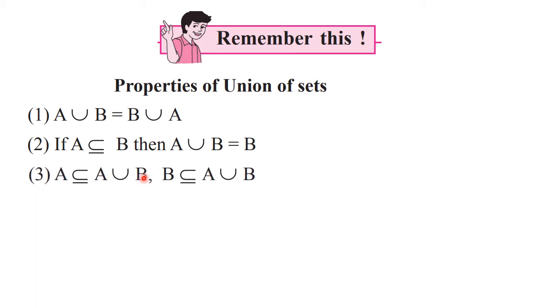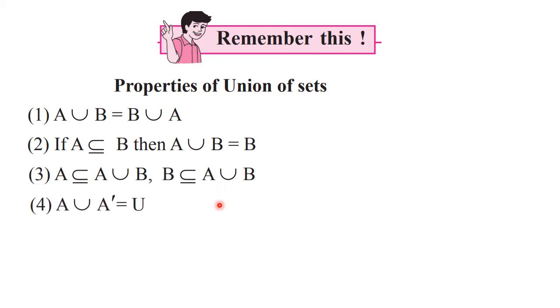Then the next property here is A is a subset of A union B, because all the elements of A are present in A union B. Similarly, B is a subset of A union B, because all the elements of B are present in the union, because A union B is nothing but the set of all the elements of A and B.